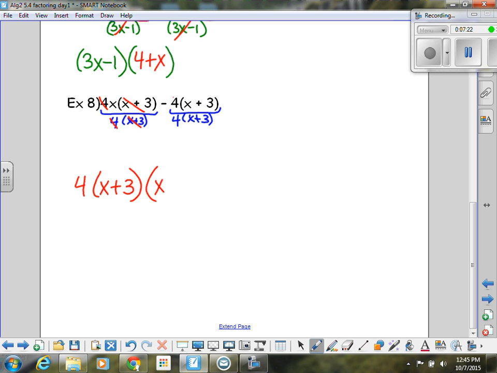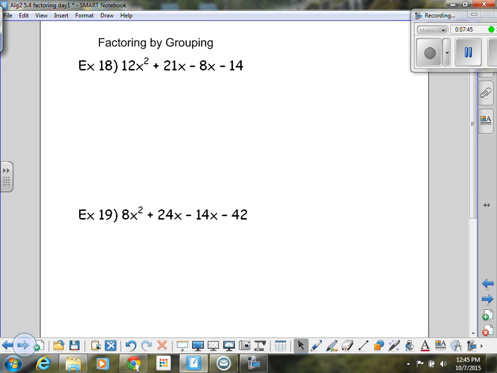Now here, the 4's cancel and the x plus 3's cancel, so it might seem like I have nothing left, but 4 divided by 4 is really 1. So I really have a minus 1 left over. Anytime things cancel out, don't put 0 there, make sure you put 1. And also make sure you're looking carefully to get all of the common factors. All right, so let's move on to the back.